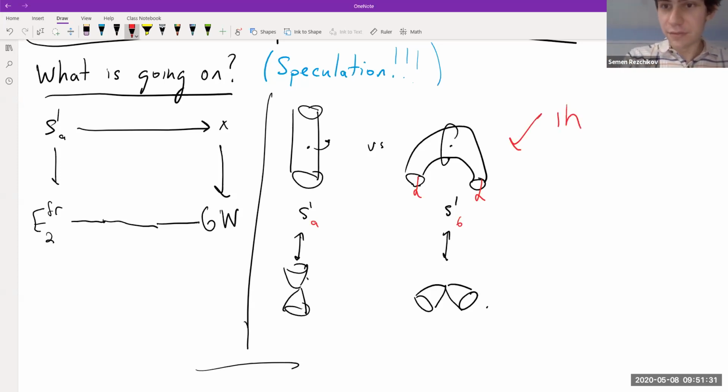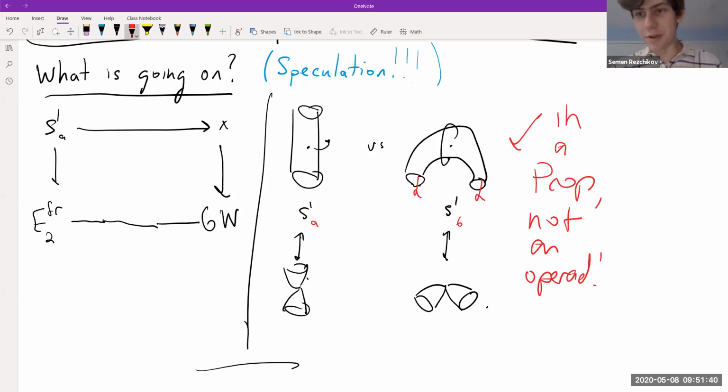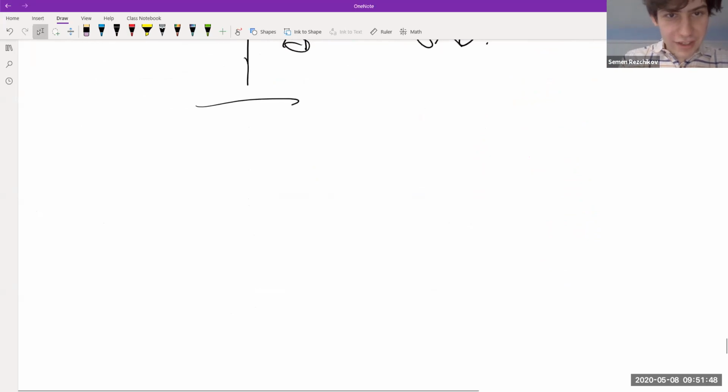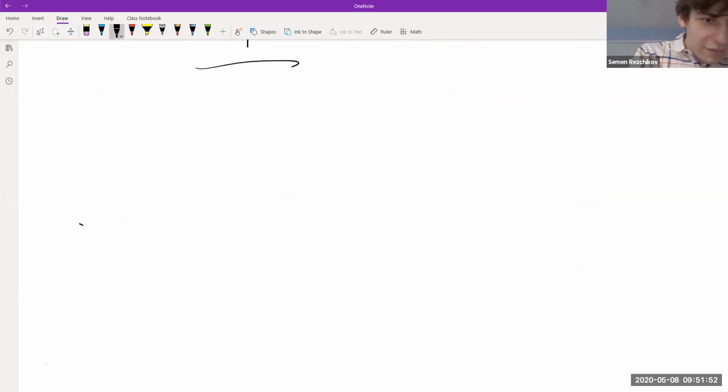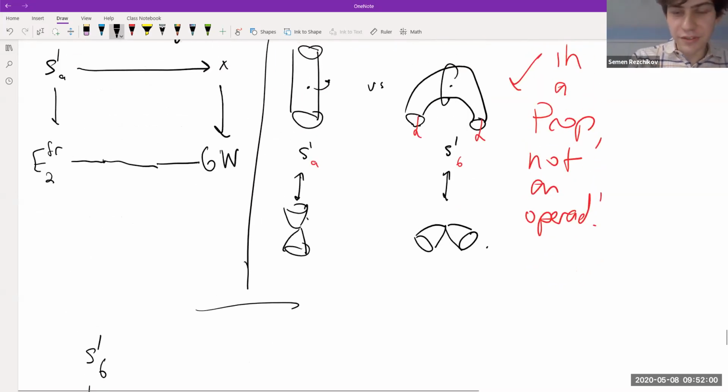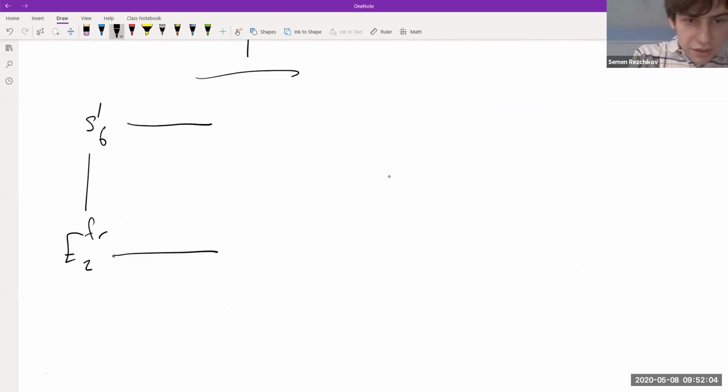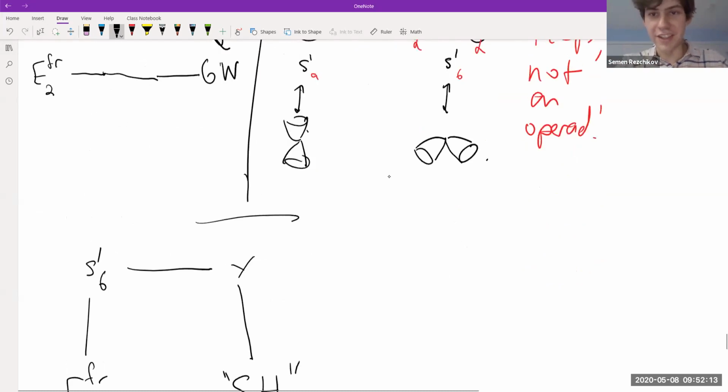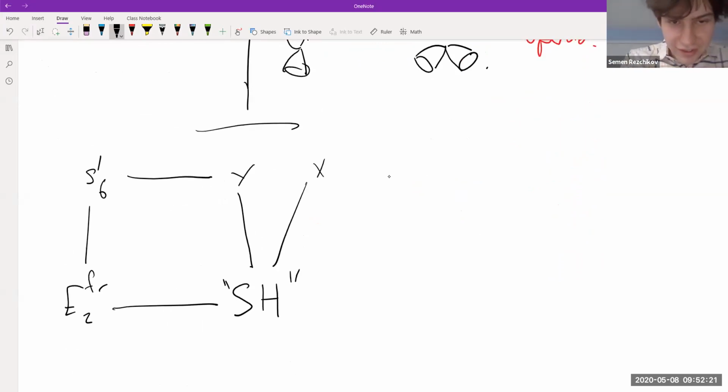A prop is like an operad with multiple outputs, essentially with interesting horizontal compositions. So maybe the way one should think about this is that there's this framed E2 prop, and this thing has S1B in it, the second S1. And then if you kill that, you should get some kind of prop which acts on symplectic cohomology, where you're allowing certain degenerations, like this kind of degeneration, but not this kind of degeneration of the first type. And then this thing inside here has S1A. And maybe if you kill that, you're going to get the Gromov-Witten prop.